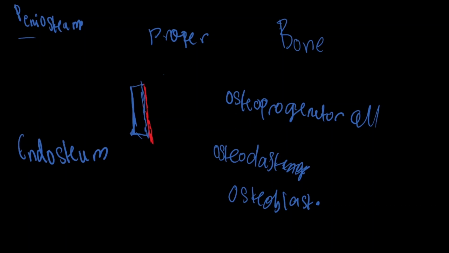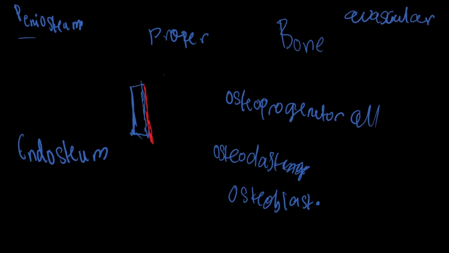Now, in speaking about blood vessels and nerve supplies to bones, when we were considering cartilages, we saw that cartilages are avascular, so they do not have a nervous supply or blood supply.